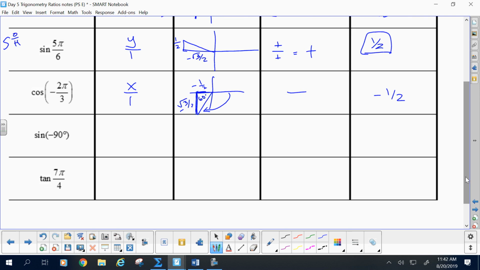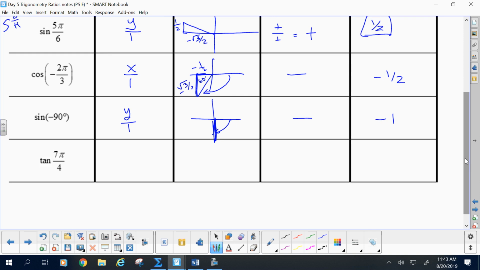Sine of -90. What sign? Ratio? Y over 1. Okay. 90 degrees, is that up or down if it's negative? Down. Okay. And sine, which is y, positive or negative down there? Negative. And what is the sine of 90 degrees? The y is -1 over 1, and so altogether then -1.